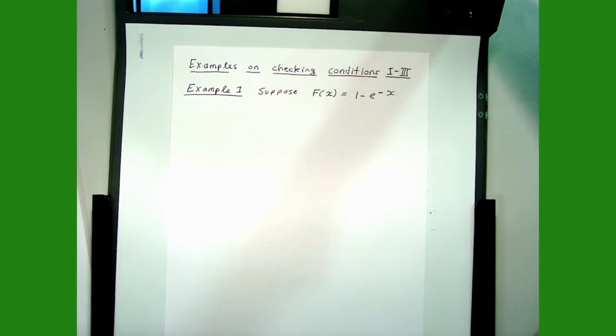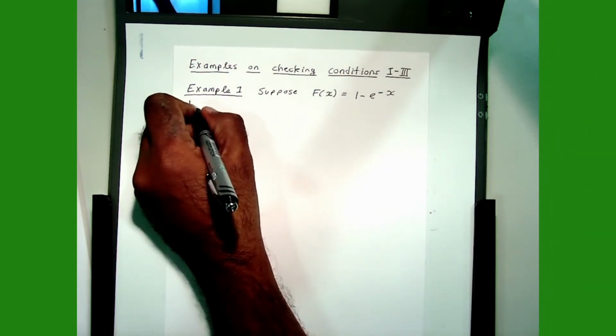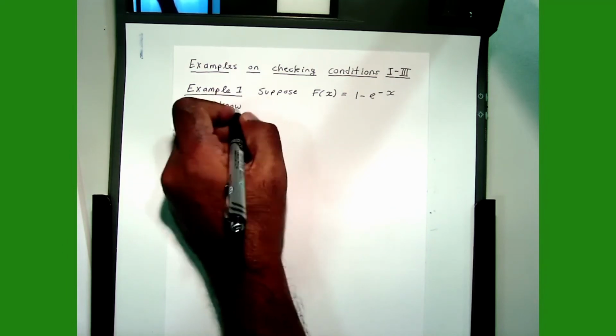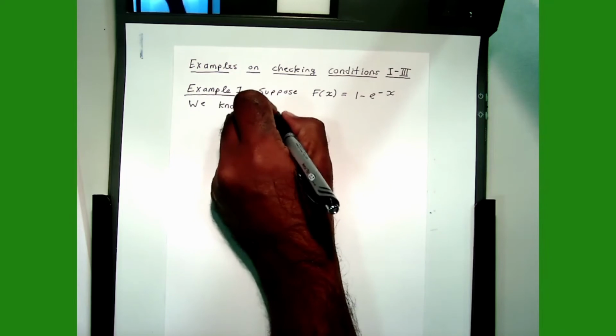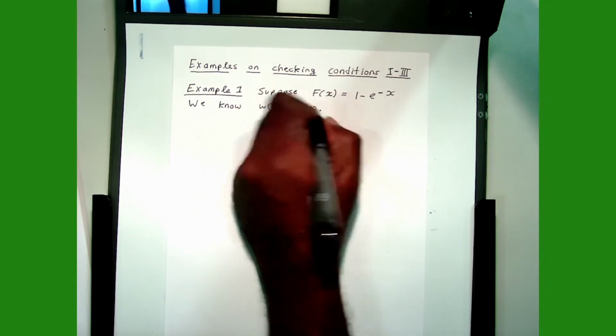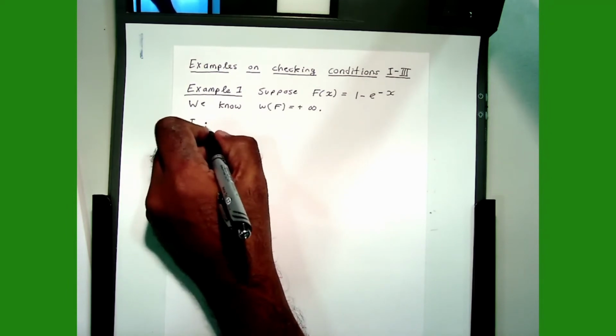Let's take the CDF to be the CDF of the exponential distribution. Now the question is, which of the 3 conditions is satisfied? Right? We know from the previous slide that w of f must be equal to plus infinity. Right? So let's start by checking condition 1.